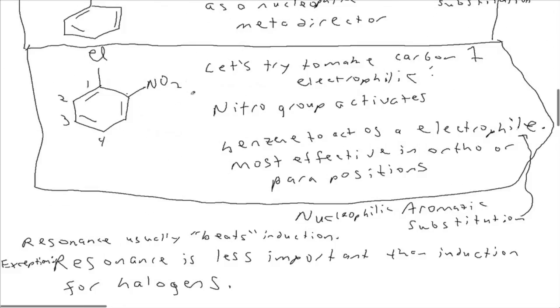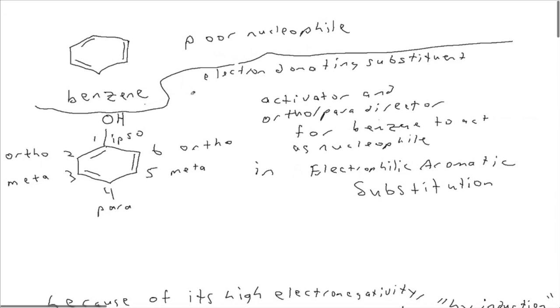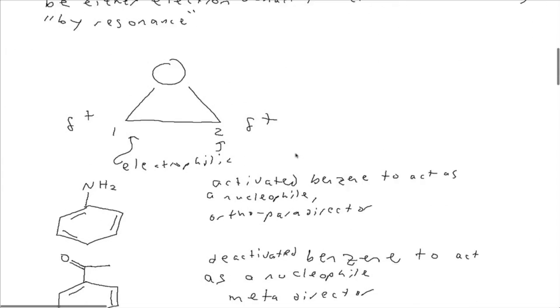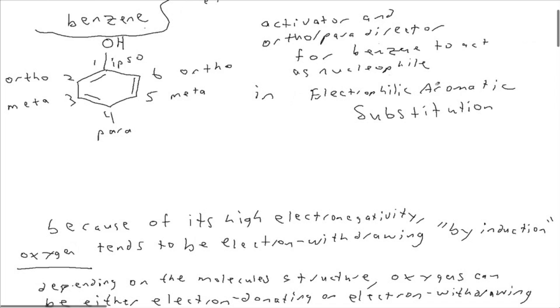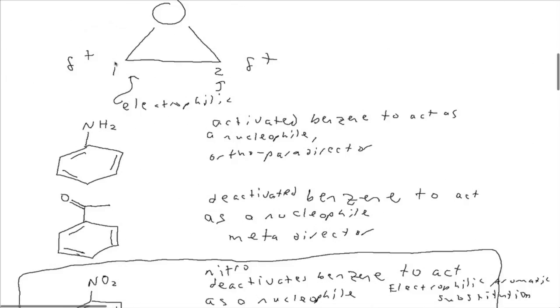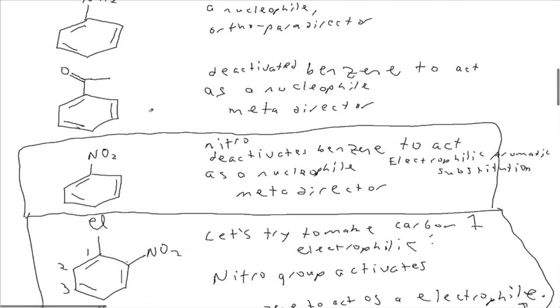your notes that when you study electrophilic aromatic substitution, did you notice that we studied two cases? We saw that some of the things in electrophilic aromatic substitution were activators and ortho-para directors, like this OH group or this NH2. And the other two things we saw were meta directors and deactivators, like this group and this group.